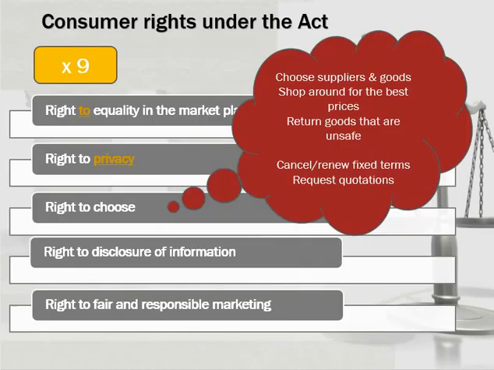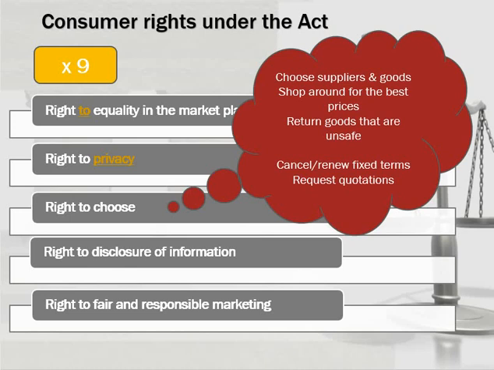The third right we're going to look at is the right to choose. So consumers have the right to choose suppliers and or goods. They have the right to shop around for the best prices. They have the right to reject goods that are unsafe or defective for a full refund. They can cancel or renew any fixed term agreements. However, you may have to pay a small penalty fee. And they have the right to request written quotations and cost estimates. So it gives the consumer a fair understanding of what they are getting into.